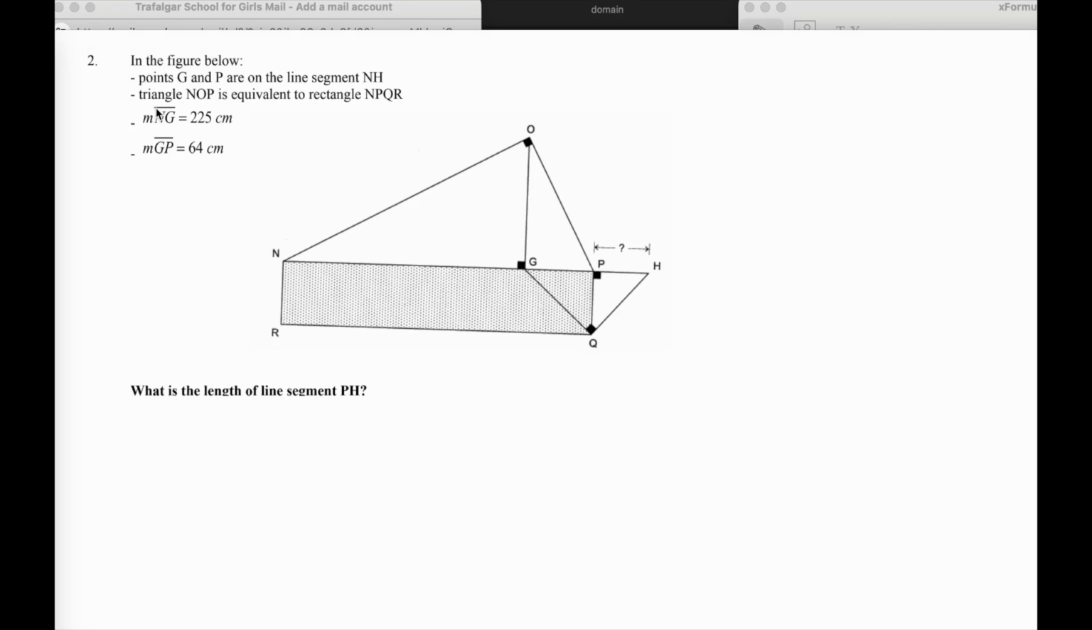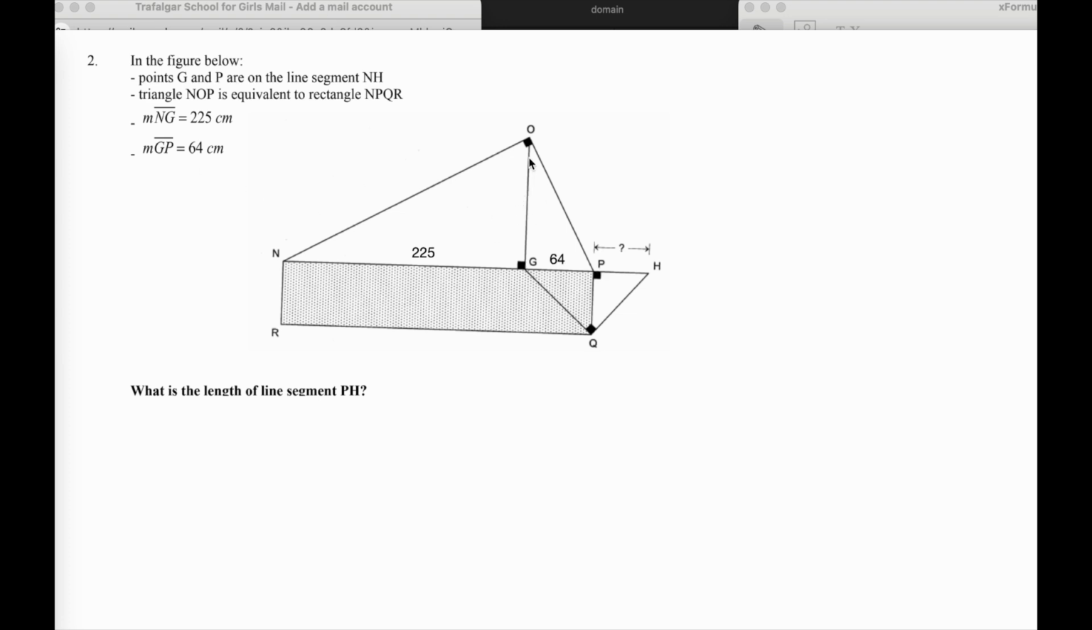Question number 2. In the figure below, points G and P are on the line segment NH. Triangle NOP, this big triangle, is equivalent to the shaded rectangle NPQR. NG is 225 centimeters. GP is 64 centimeters.